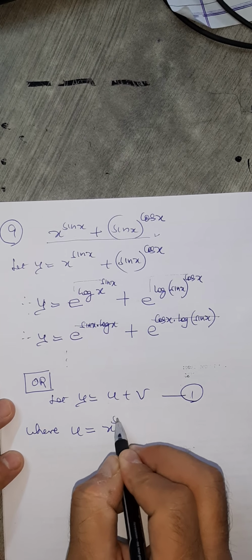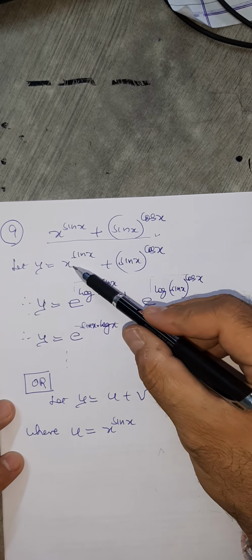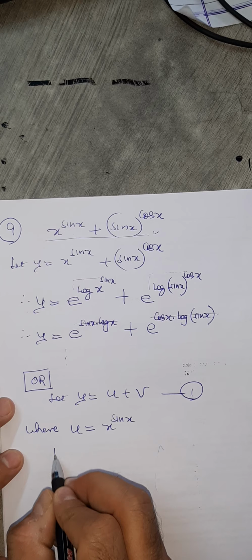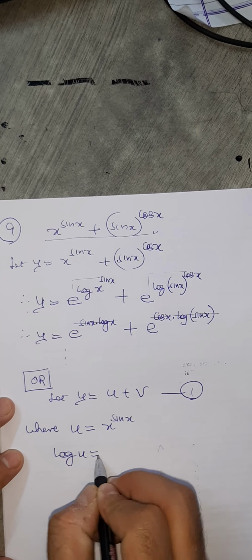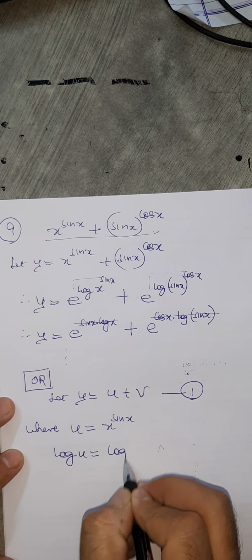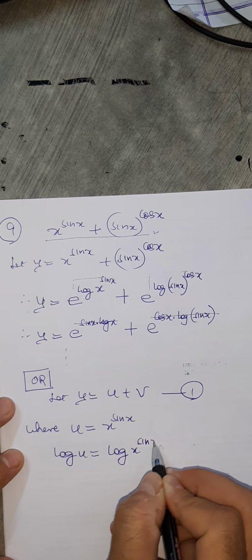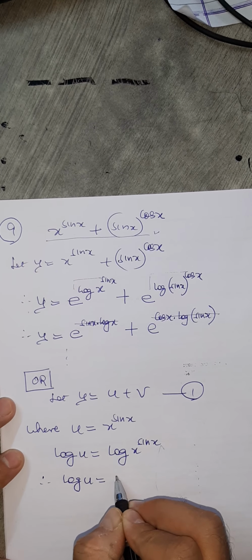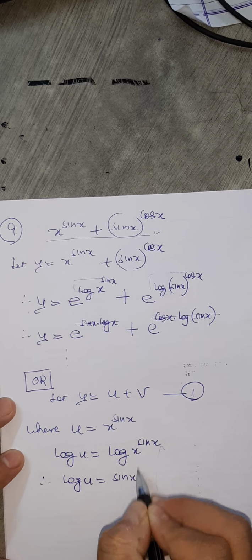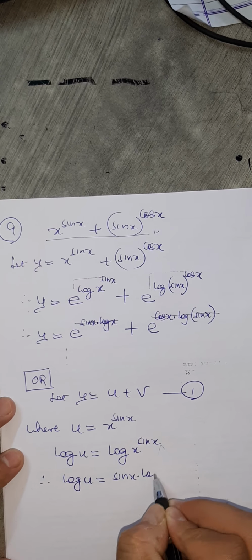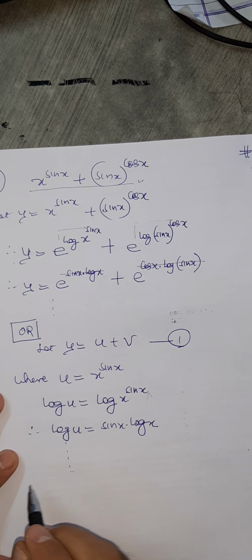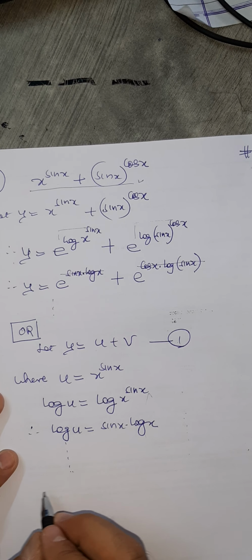That is the first function, x raised to sin x. And now you apply log on both the sides. So log u equals log of x raised to sin x. Therefore log u equals sin x, this will come in product, sin x into log x. And then you differentiate it. Find du by dx and go for v.